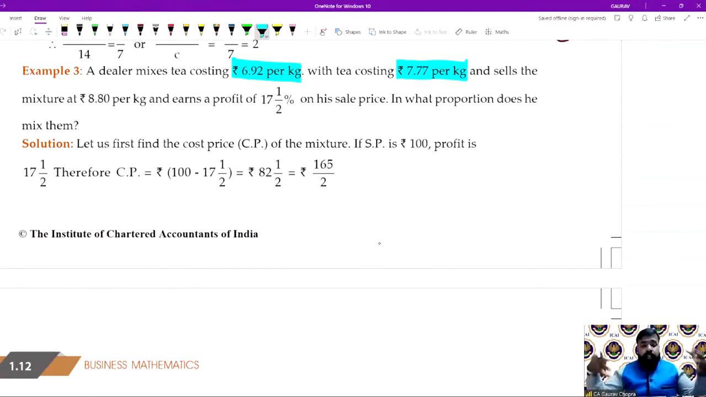Now, the dealer mixes them and sells the mixture at the rate of 8.8 per kg. And while selling, he gets a profit. How much profit is he earning? 17.5% profit he is earning. On cost or on selling price? The question has made it clear: on the selling price. So 17.5% profit is on selling price. So in what proportion does he mix them? We have to find the proportion in which he is mixing both the teas.